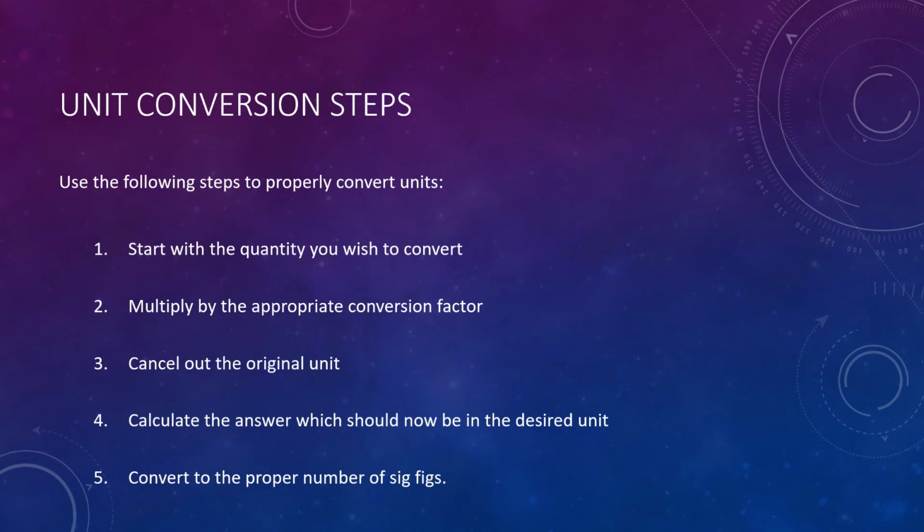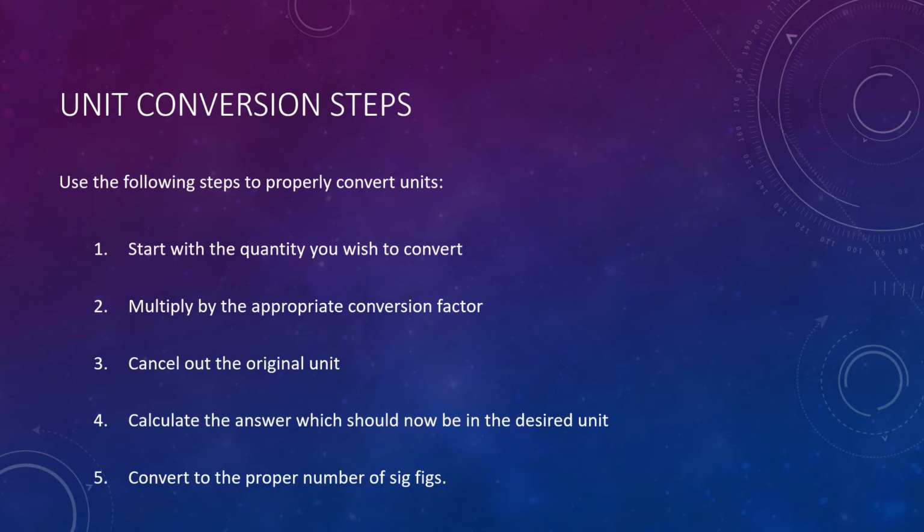Next, you'll cancel out the original unit, and then calculate your answer, which should now, if you set everything up right, be in the right units. Once you've done everything, then the last step is just to check that you have the proper number of sig figs.